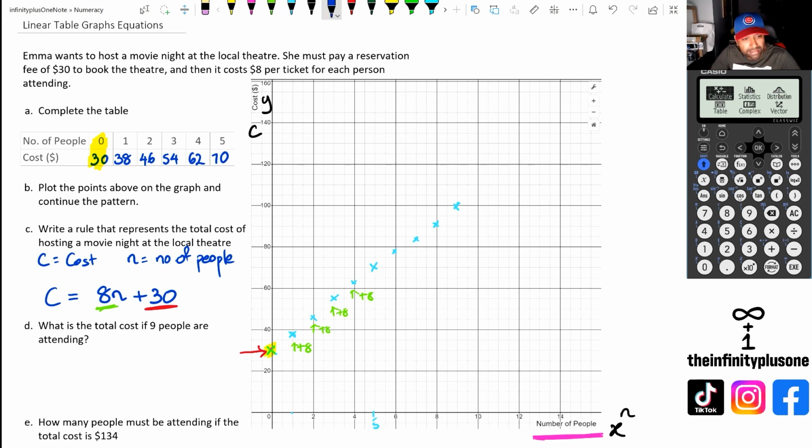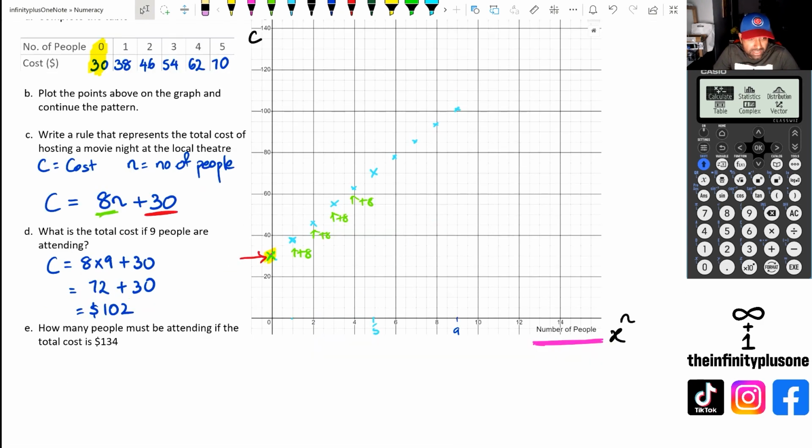The next question is actually saying, what's the total cost if 9 people are attending? So if we want to actually try and figure out what's the total cost for 9 people, now we can kind of do this without actually looking at the graph, but we have already kind of seen it at 9, it's equal to 102. But let's have a look at it. So if we actually go C is equal to 8 times 9 plus 30. Now 8 times 9 is 72. So 72 plus 30, that's going to give us $102. So we actually can read it from the graph itself, or we could actually substitute n as 9 and find out what the cost is.